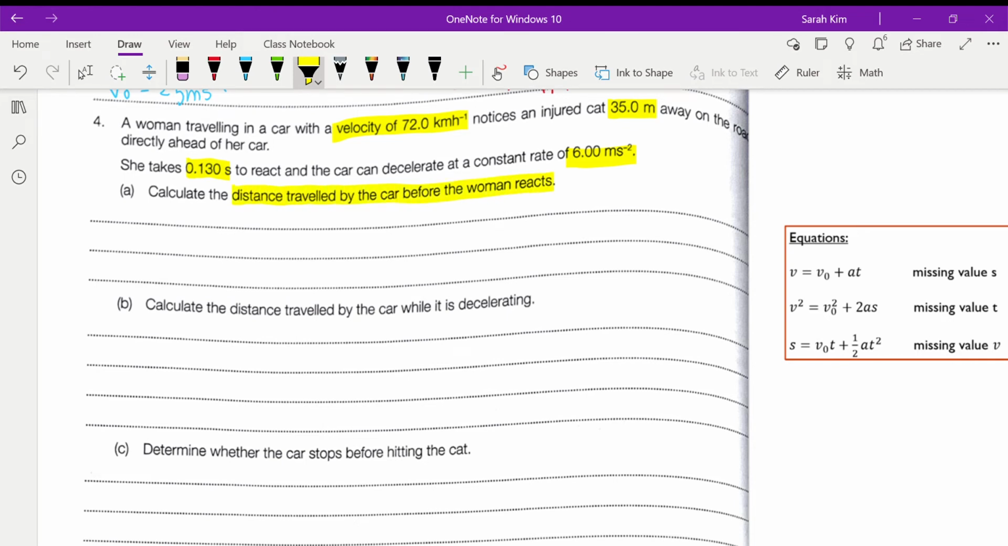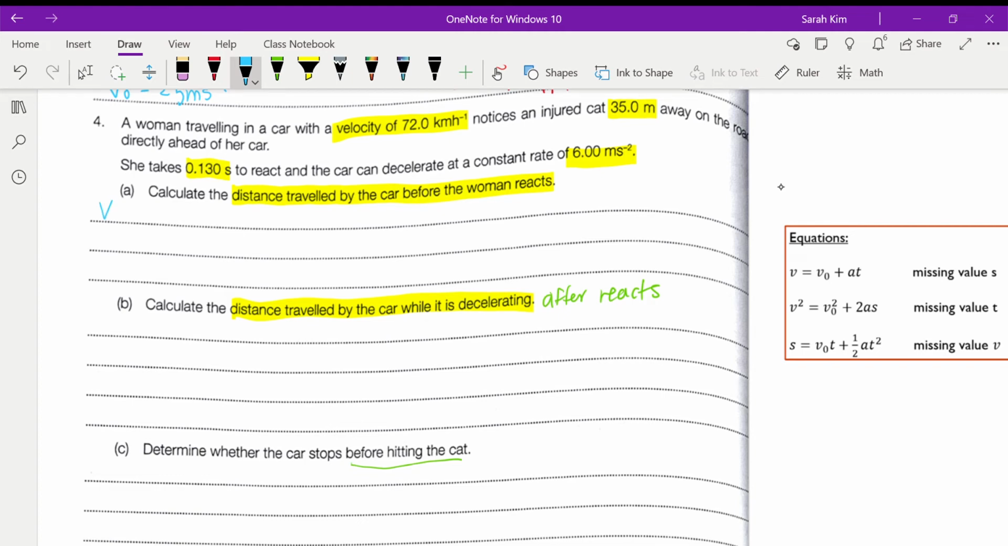So with this question, it already splits it up for you. Before she reacts, distance travelled by the car while it is decelerating, after she reacted, so it kind of sets it out for you. So if you encounter this sort of question where you gotta figure out if it crashes or if it doesn't crash, this is what you do: before it reacts, after it reacts, because you gotta consider the reaction time, and then lastly you gotta figure out if it stops before hitting the cat or not. So let's take that slowly.